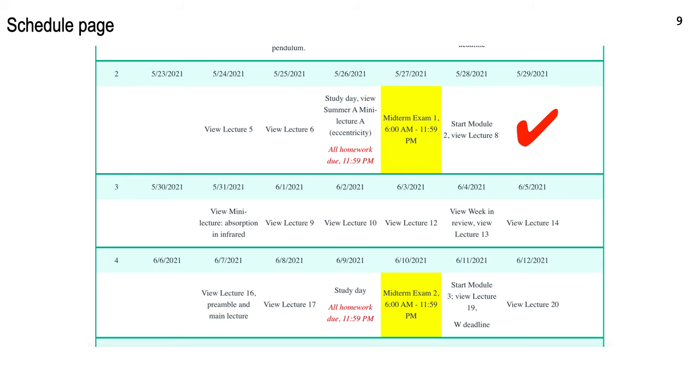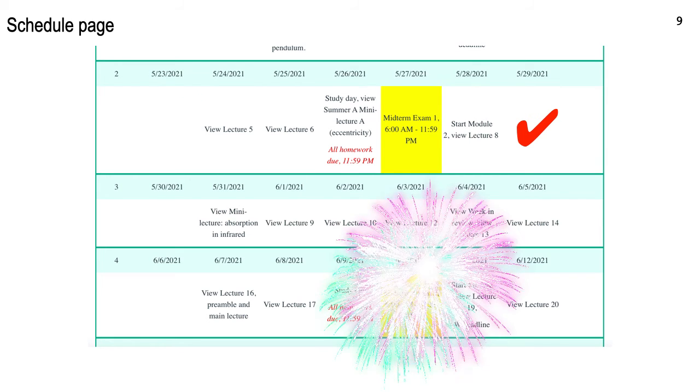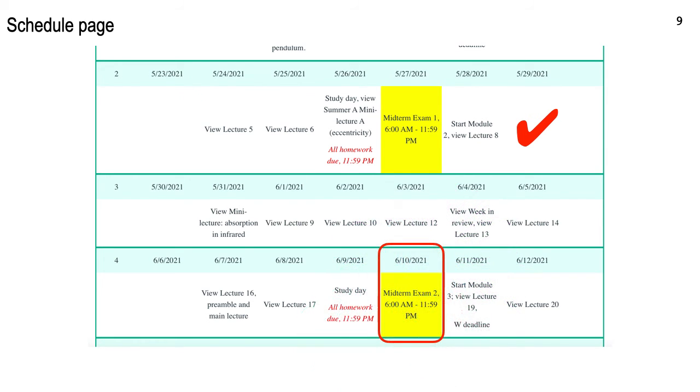Here's where we are now on the schedule. This is the schedule page, and it has a suggested sequence of viewing the lectures and stuff. You view them when you can. It's not written in stone. We're up here at the red check mark, May 29th. It's Saturday when I'm recording this. Down here is our next midterm coming up, midterm two. So we've got stuff ahead of us.